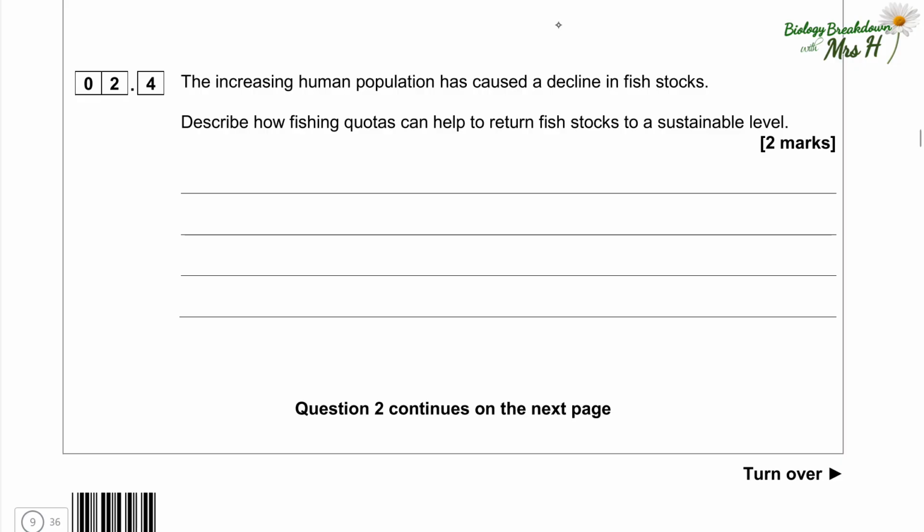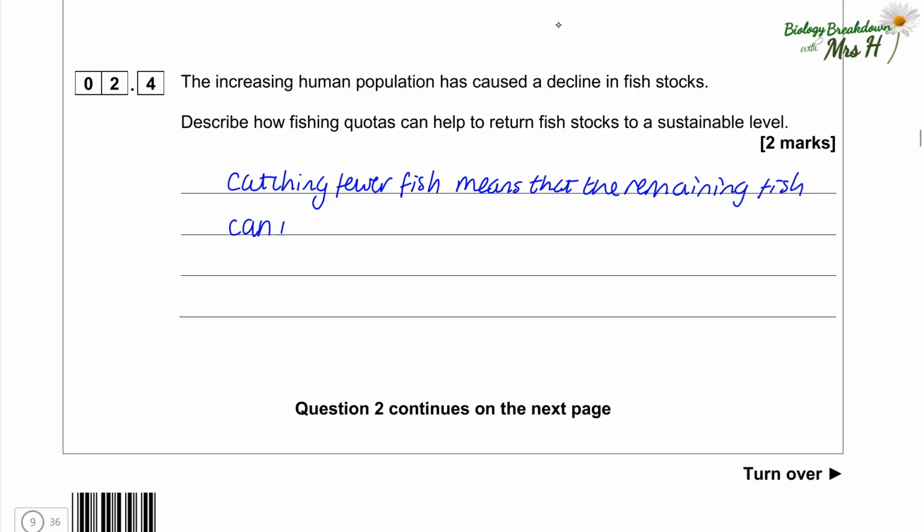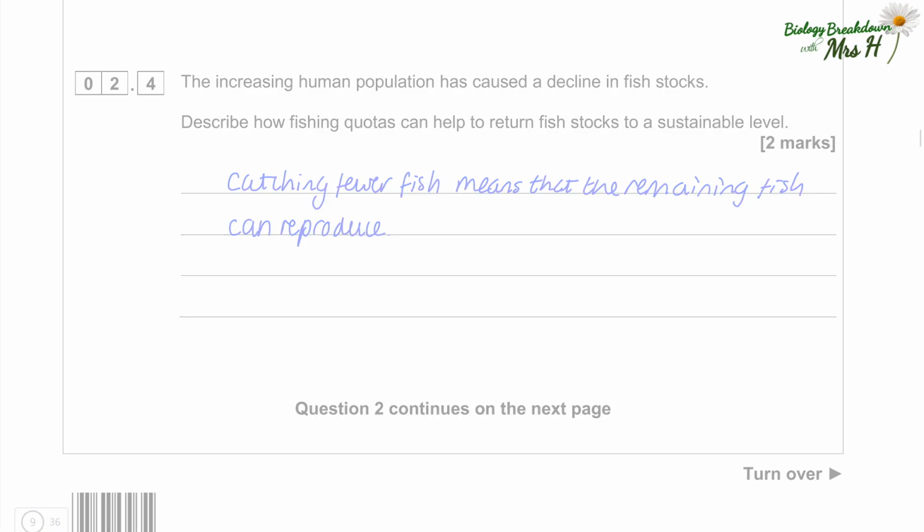The increase in human population has caused a decline in fish stocks. Describe how fishing quotas can help to return fish stocks to a sustainable level. If you catch fewer fish, then that means the remaining fish will be able to reproduce.